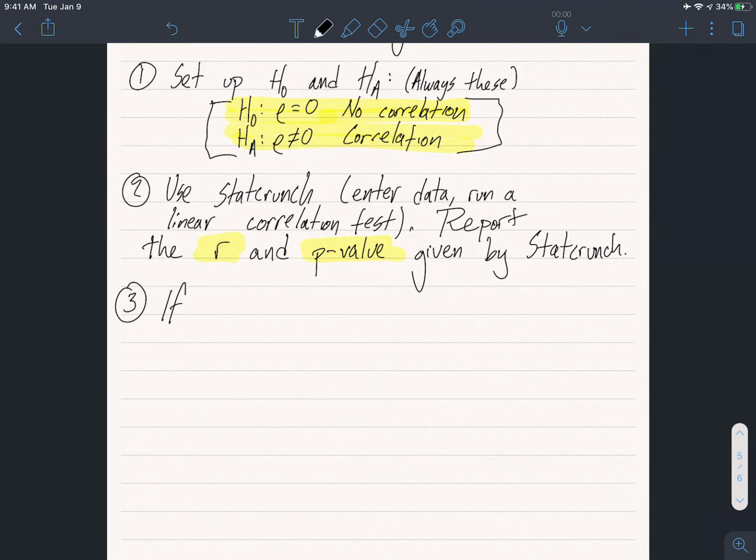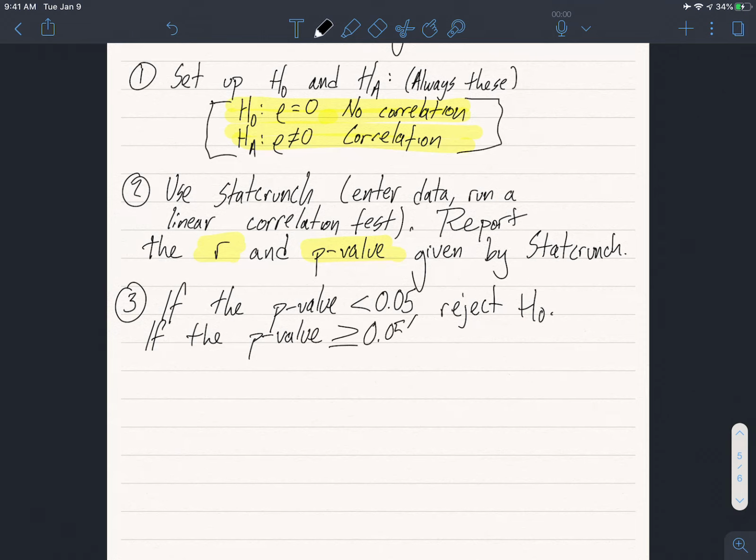Step 3, if the p-value is less than 0.05, reject H0. If the p-value is greater than or equal to 0.05, the significance level that I've been using for the past few classes, right? Fail to reject H0. So this is the step where we make our conclusion, either reject or fail to reject.